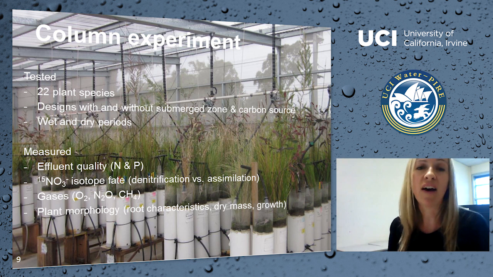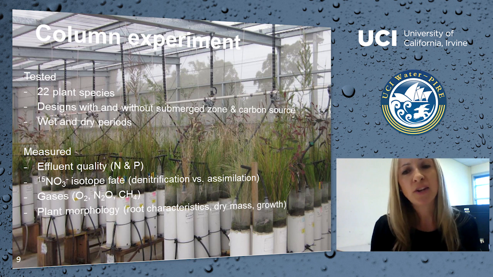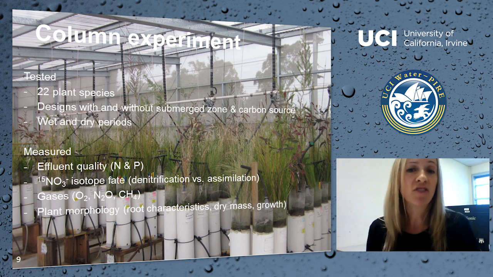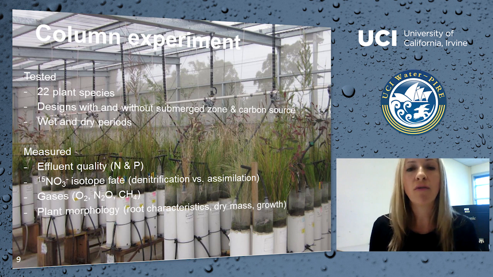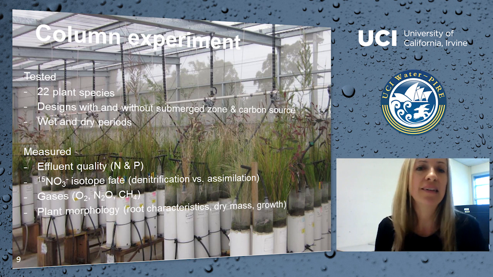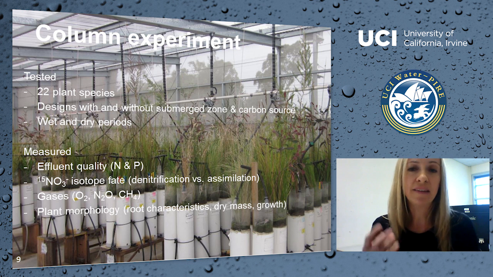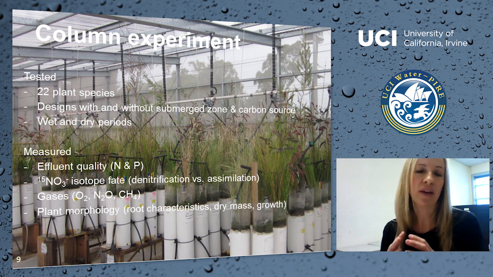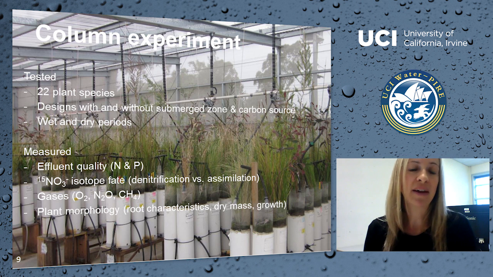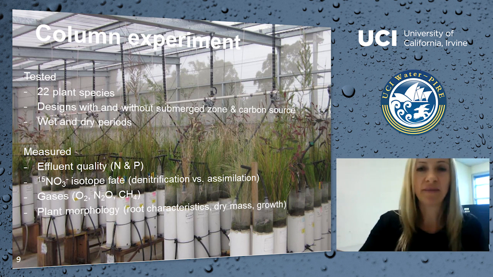So moving on to slide 9, this photo shows the column experiment that we undertook. We were aiming to get a better understanding of nitrogen processes and do some further testing of the way that different designs and plant species impact performance. So we tested 22 different plant species. Each of these we also tested free draining biofiltration designs versus designs with a submerged zone and a carbon source at the base of the filter. And we also simulated wet and dry periods, and this was over a 1.5 year period. And we measured various parameters over this time, and I'll present results on many of these.